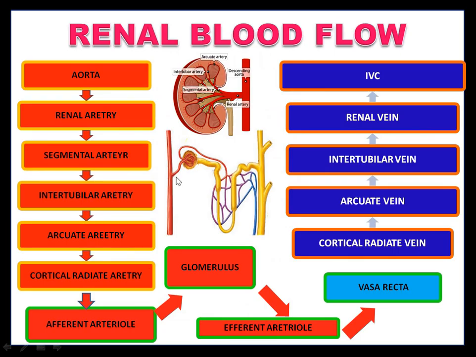Now the renal blood flow. From aorta it goes to renal artery, segmental artery, interlobar artery, arcuate artery, cortical radiate artery and it forms the afferent arteriole and then the glomerular capillary. Here the blood is filtered and passes into efferent arteriole and the efferent arteriole forms the second set of capillary, that is peritubular capillary. It is also called vasa recta and again it drains the deoxygenated blood into cortical radiating vein and arcuate vein, interlobular vein and then it goes to renal vein and then the renal vein drains into the inferior vena cava.